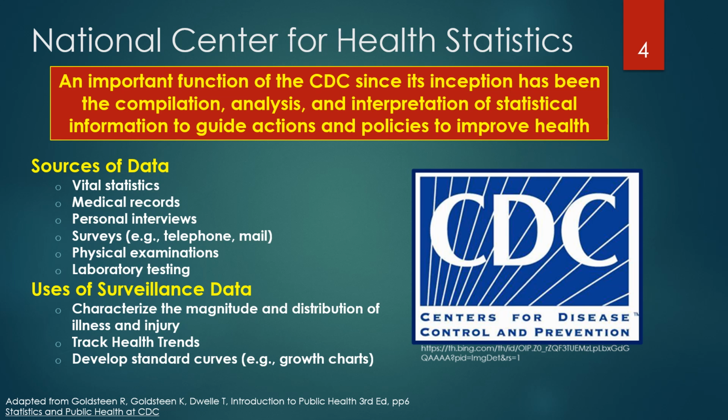Let's start with the National Center for Health Statistics. Sources of data used by the CDC include vital statistics records, medical records, personal interviews, telephone and mail surveys, physical examinations, and laboratory testing. Public health surveillance data is used to characterize the magnitude and distribution of illness and injury, to track health trends, and to develop standard curves, such as growth charts.